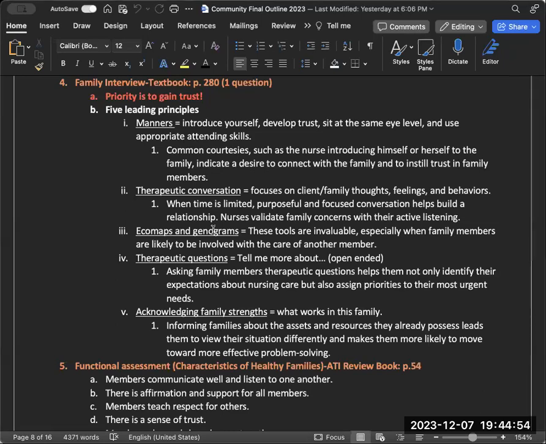The next thing would be acknowledging family strengths. So what works in the family? But our priority is introducing ourselves and gaining trust so that we can perform the family interview.